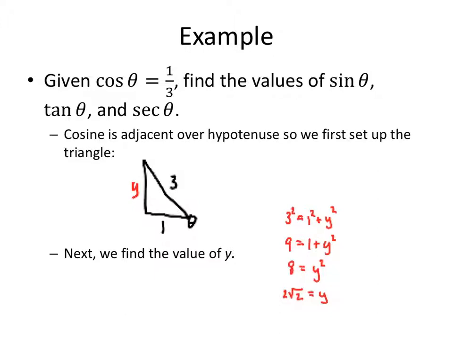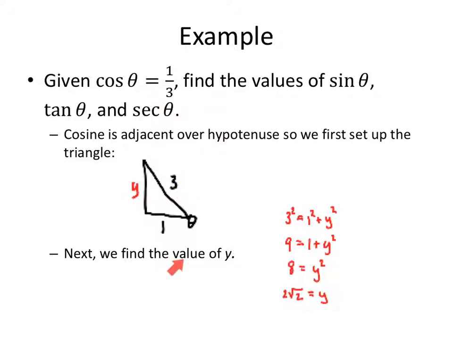Now if I'm given cosine of theta equals 1/3, I want to find the values of sine, tangent, and secant. This cosine theta equals 1/3 allows me to set up a right triangle. We're going to assume I can draw a right triangle freehand. Not always a good assumption. And I'm going to put theta here. In reference to theta, cosine is adjacent 1 over hypotenuse 3. That's exactly what we have, right? Cosine is adjacent over hypotenuse. It tells me my adjacent is 1, my hypotenuse is 3.